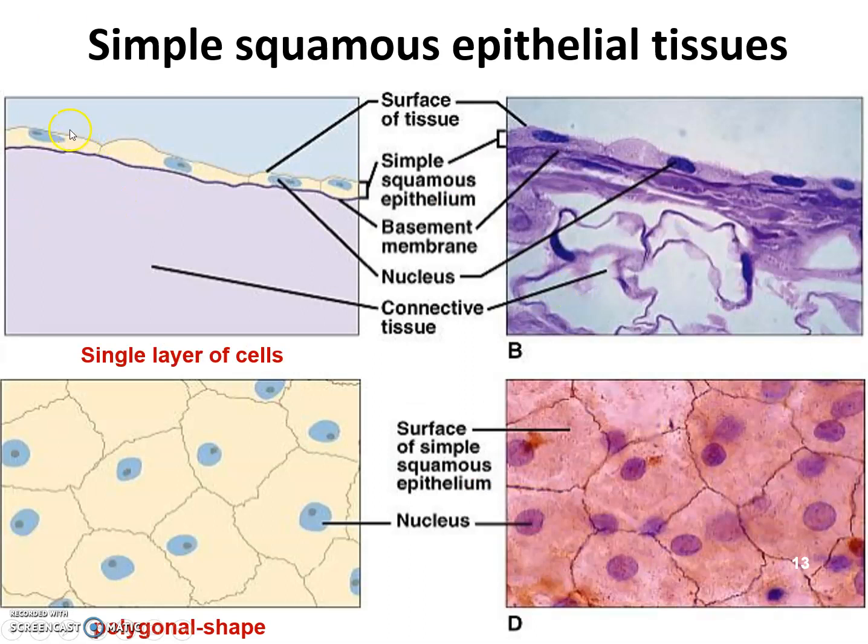From the side view, it is a thin and flattened layer where the nucleus is located in the center, while from the top view, we can see a polygonal shape. The nucleus is also located in the center. The bottom part is called the basement membrane.